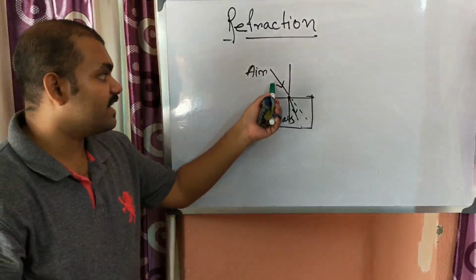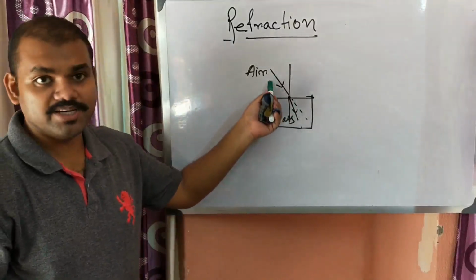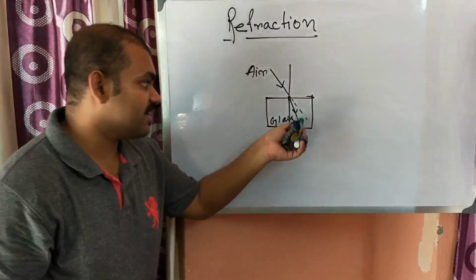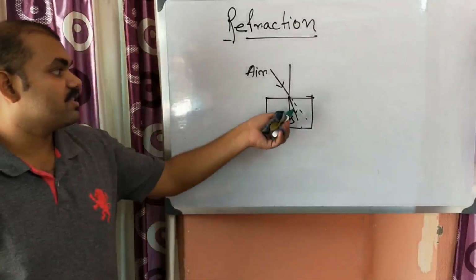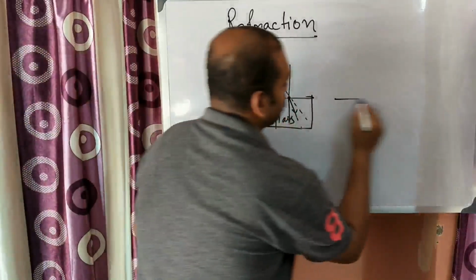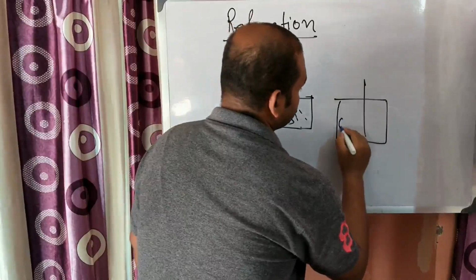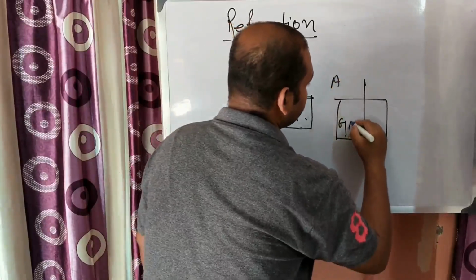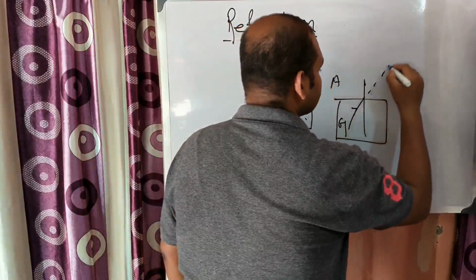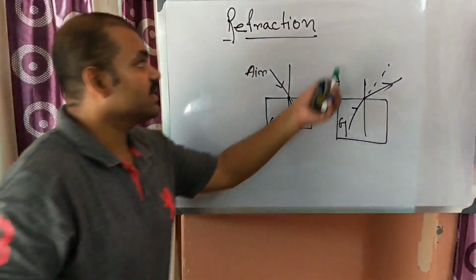So whenever light is coming from a rarer medium to a denser medium, rarer means lighter medium, then light rays come towards the normal. And when it goes the other way, suppose light is going from glass to air, then what happens? Light is supposed to go like this, but it will go away from the normal. Okay, so this is known as refraction.